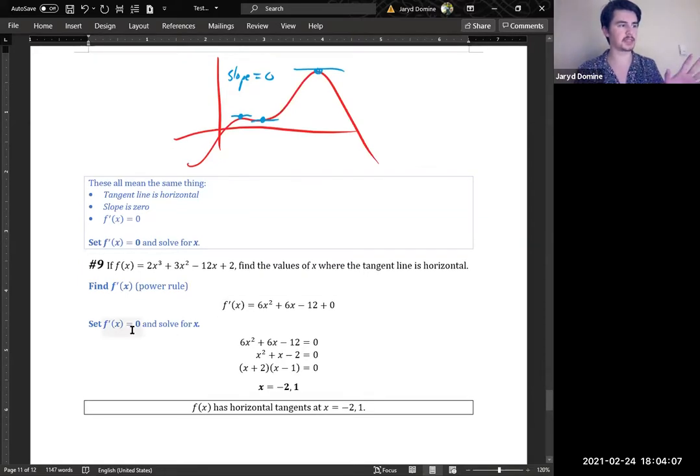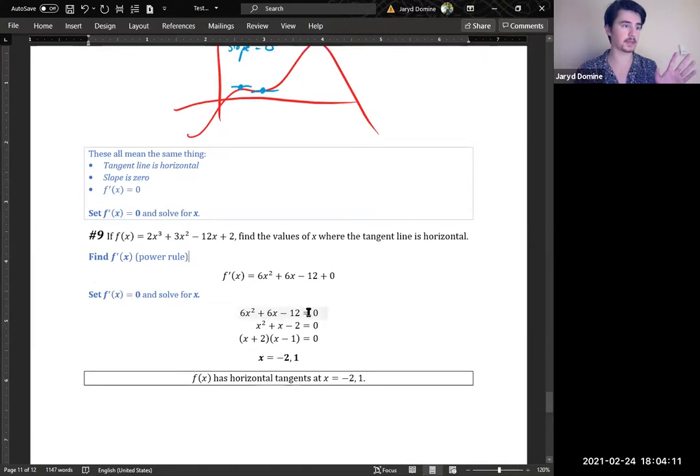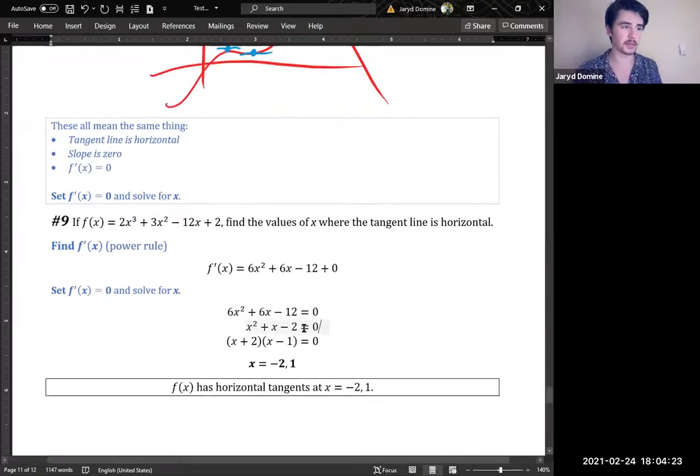Next step, very easy. Set the derivative equal to 0 and solve for your x. So this is my derivative, 6x squared plus 6x minus 12. Set that equal to 0. And now you just do some algebra. So the steps I took here, first I divided by 6. I divide everything by 6 on left and right. 0 divided by 6, that's still 0, so nothing changes.